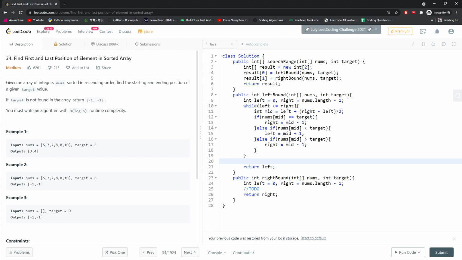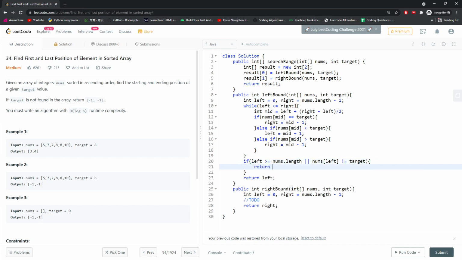in the while loop. So I have to check if my left is greater than or equal to nums length. Actually we don't have to subtract 1 because it is an equal sign. If that is true, or if the left value is not equal to target, we return -1. That would be straightforward, right? Since we keep finding the correct position for the target, if I'm out of bounds, it should be nothing. Then I have to return -1.